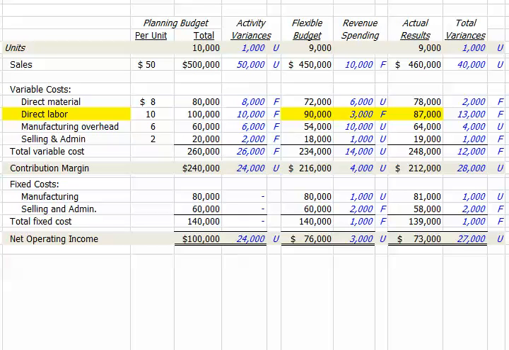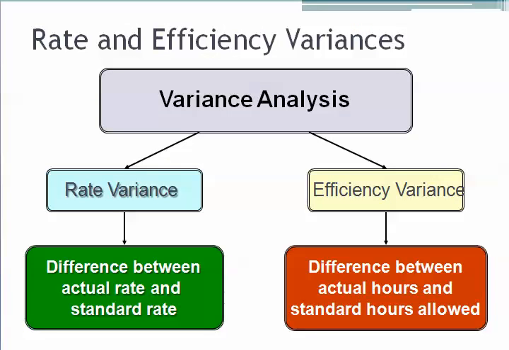In this particular learning objective, we're going to try to break down that $3,000 favorable variance into two components and identify what was the source of that $3,000 favorable variance. The two components of that variance will be a rate variance and an efficiency variance. The rate variance will arise from the difference between the actual labor rate we paid during the period and the standard rate, which again is just the amount we expected to pay during the period.